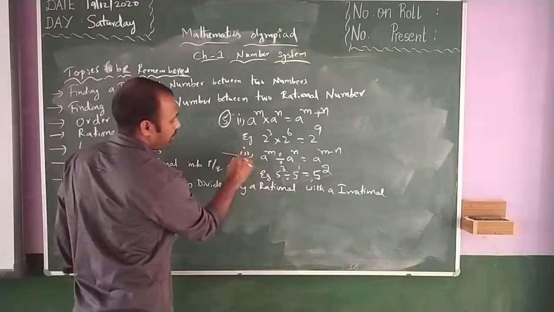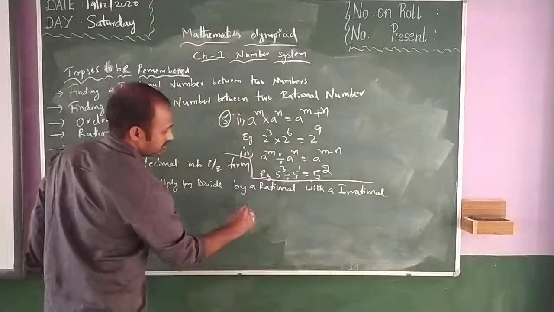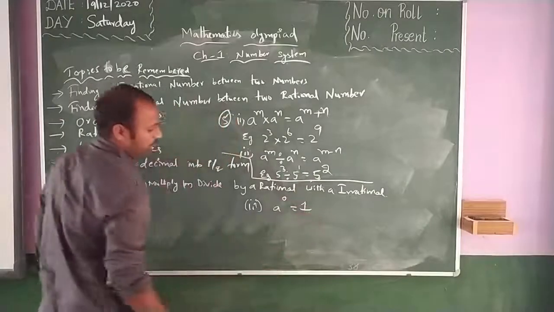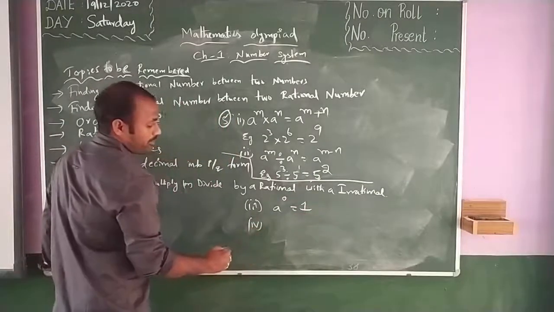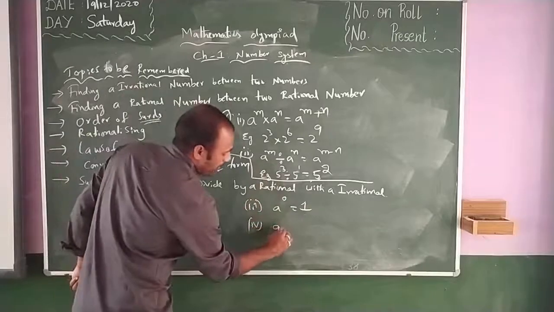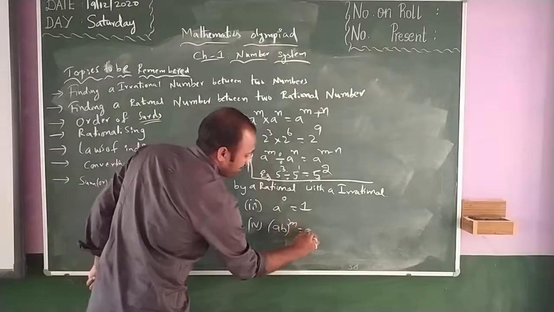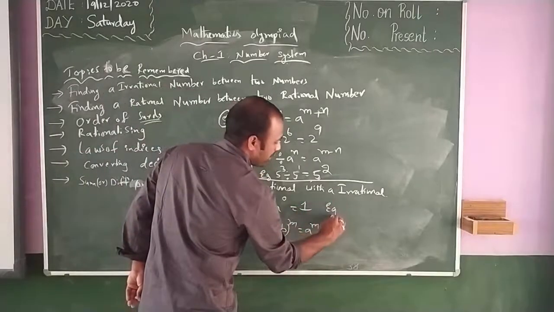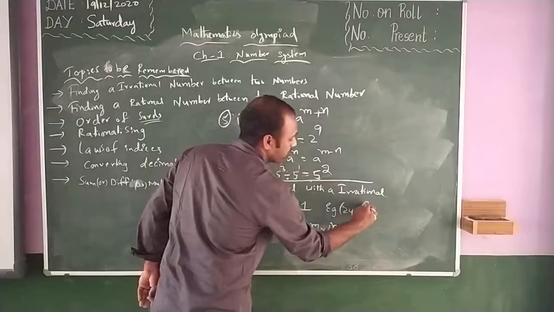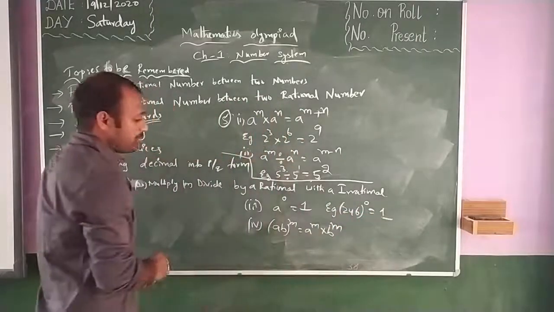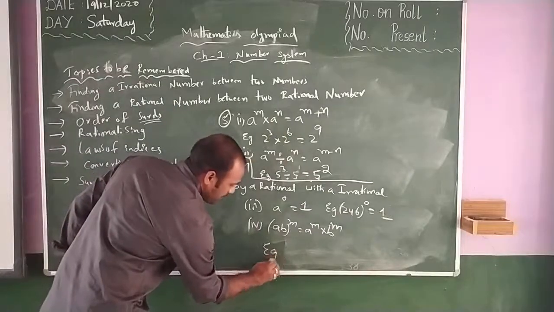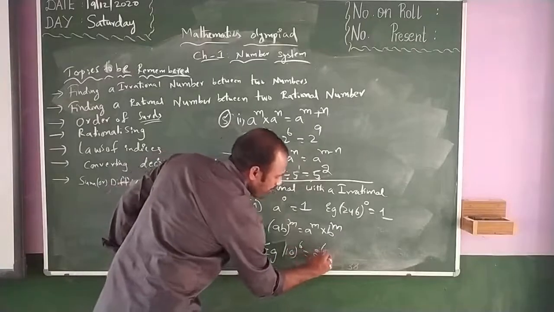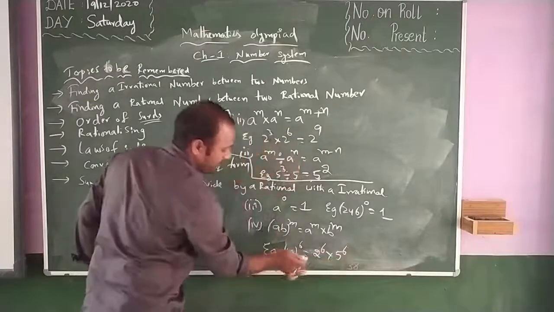Next, let us take the third law. The third law is a power 0: anything to the power 0 will be 1. Next, the fourth one: ab whole to the power of m can be written as a to the power of m into b to the power of m. For this example, we can take 246 whole to the power of 0. The answer is 1. And ab whole power m, for example 10 whole power 6, can be written as 2 power 6 into 5 power 6. Why? Because 2 fives are 10.